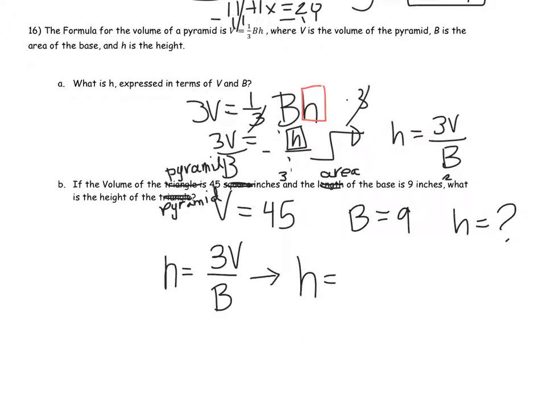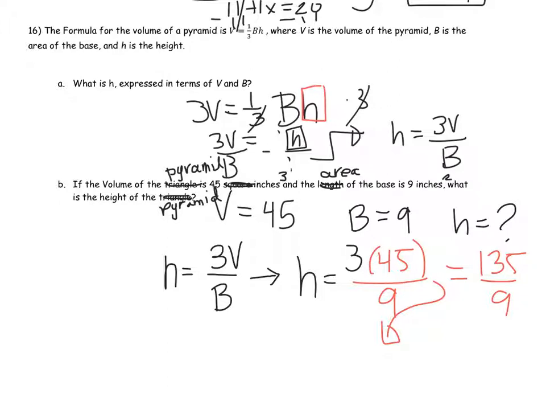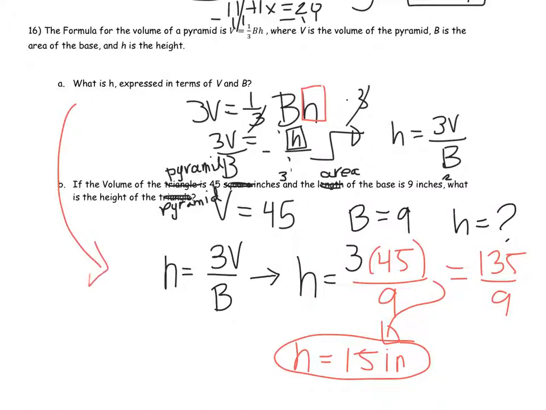So we're just going to substitute in these values. So 45 is going in for V, and then 9 is going in for B. So now you're going to multiply the top and divide by 9. So 3 times 45 is 135. 135 divided by 9 is 15. So the height of our pyramid is 15 inches. So you use your answer from part A and you plug all the values in for the given variables.